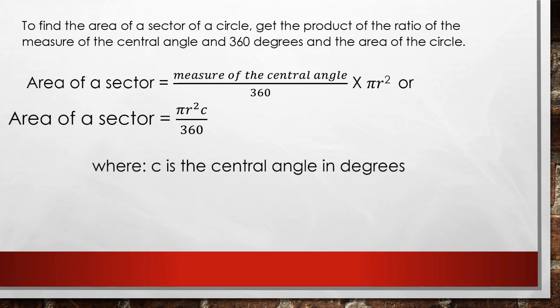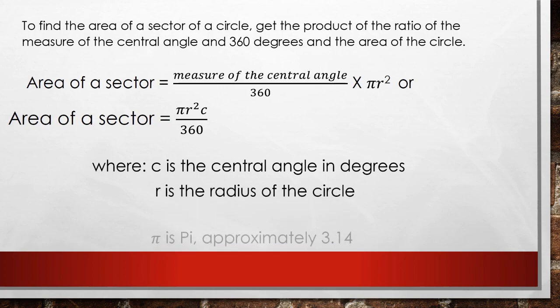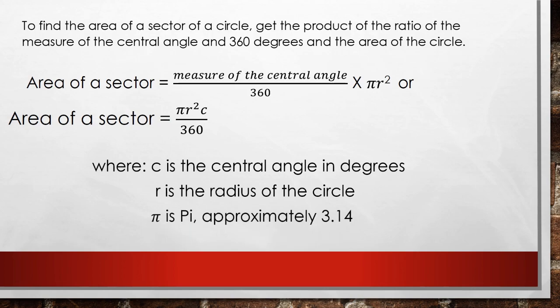C is the central angle in degrees. R is the radius of the circle, and pi, which we will use approximately 3.14. Kasi pi is an irrational number, so we do not know where it will end. So, para tayo magkaroon ng uniform answer, let's just use or apply 3.14 for the value of pi.